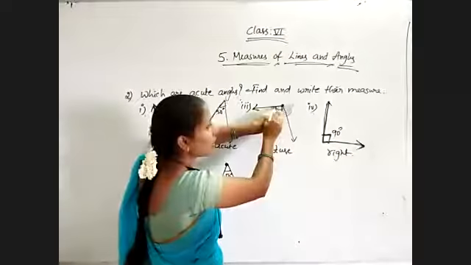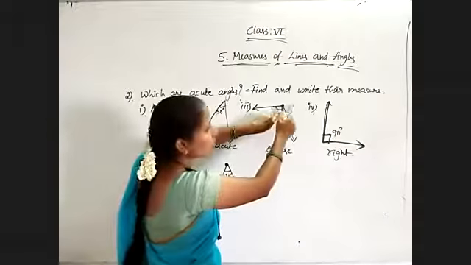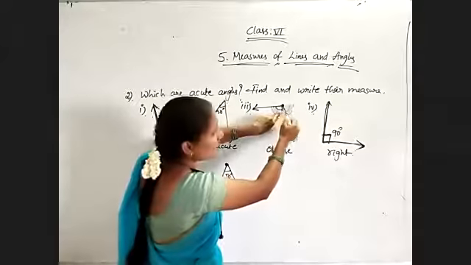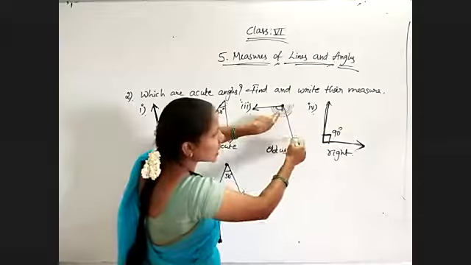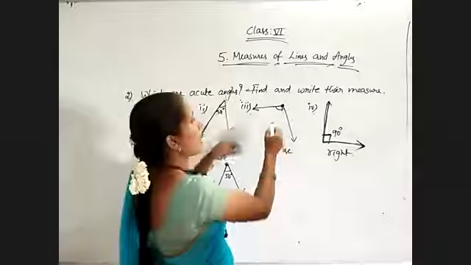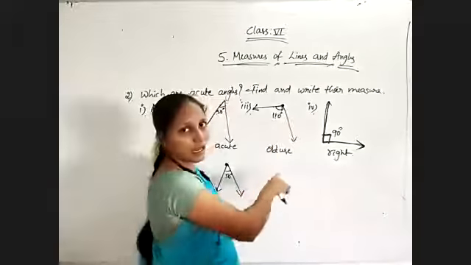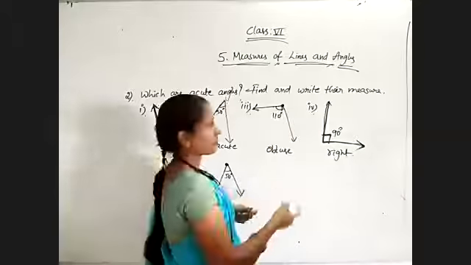Zero is showing on the down values, so the inner values I want to count. Inner values, how many degrees are there? That is 110 degrees. So 110 degrees is this type of angle, an obtuse angle, more than 90.